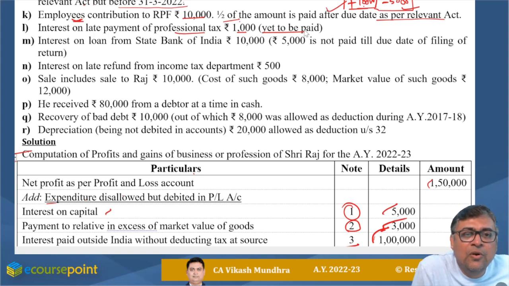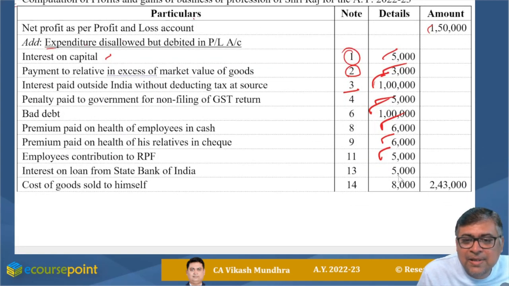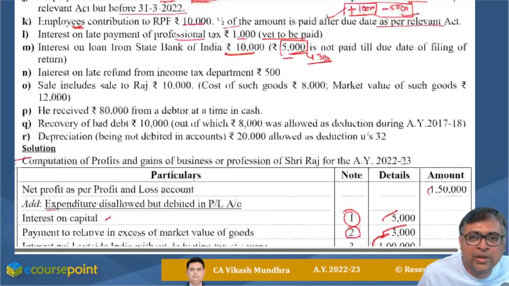Next, interest on loan from State Bank of India rupees 10,000. Rupees 5,000 is not paid till the due date of filing return. Obviously this is a 43B item. If not paid within the due date of filing return of income, this should be added back. Hence I am adding this 5,000.